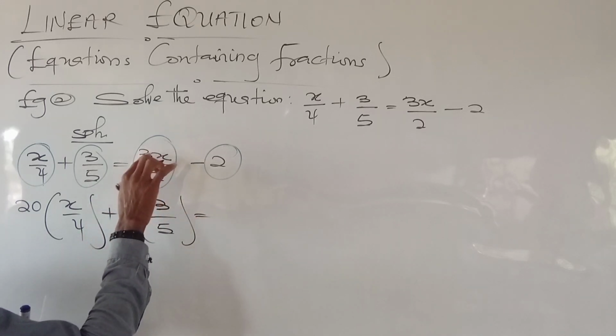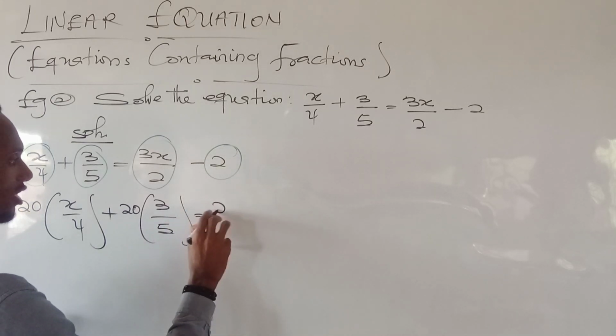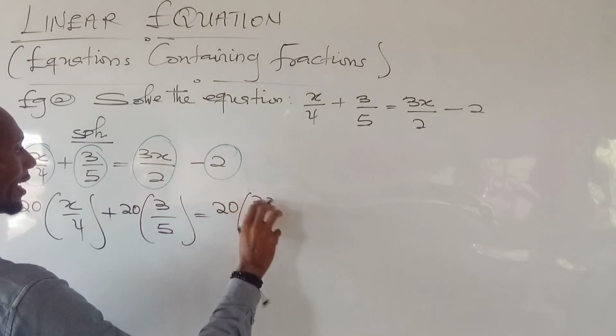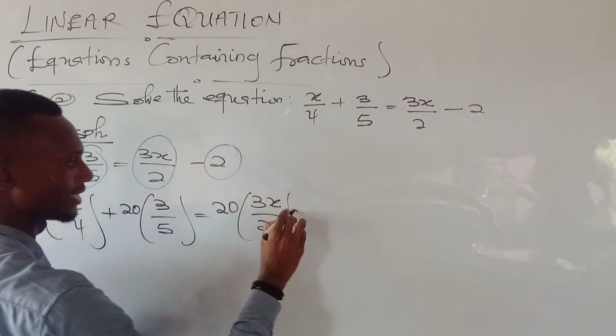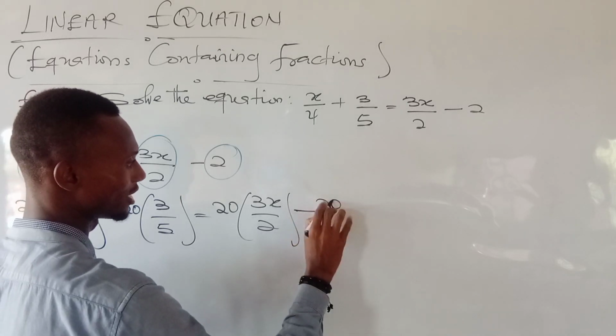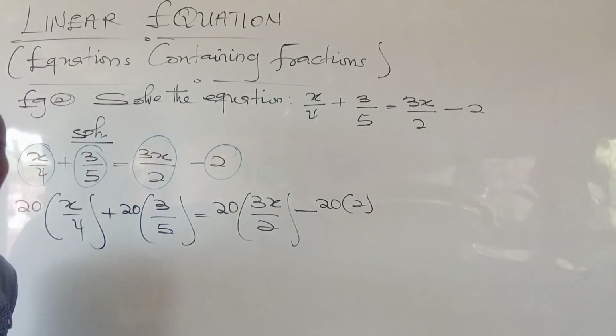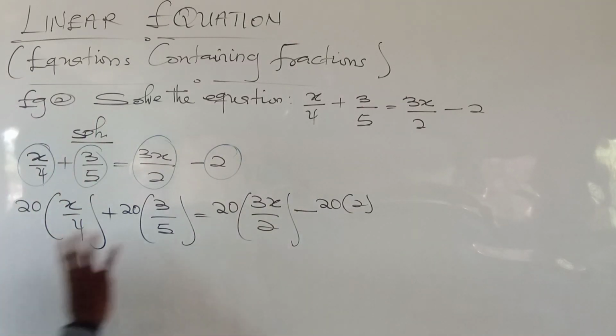Then this 3s over 2 also, we multiply it by the LCM, which is the 20. So 20 into bracket 3s over 2, bracket close. Then bring your negative sign, which is here. Then this 2 will multiply it by the 20, which is the LCM. So 20 into bracket 2. I hope the understanding is clear. We just multiplied through by the LCM.